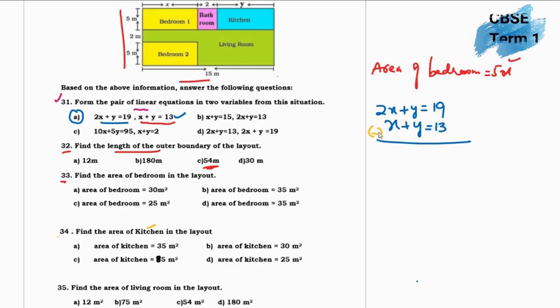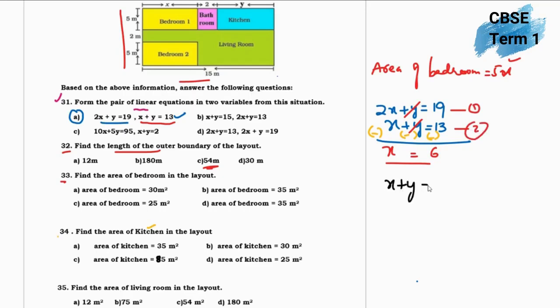So I will subtract: plus x will become minus x, plus y will become minus y, and plus 13 will become minus 13. So plus y and minus y get cancelled. 2x minus x is x, and 19 minus 13 is 6. So as we got x, I'm going to substitute this x in either the first equation or the second equation.